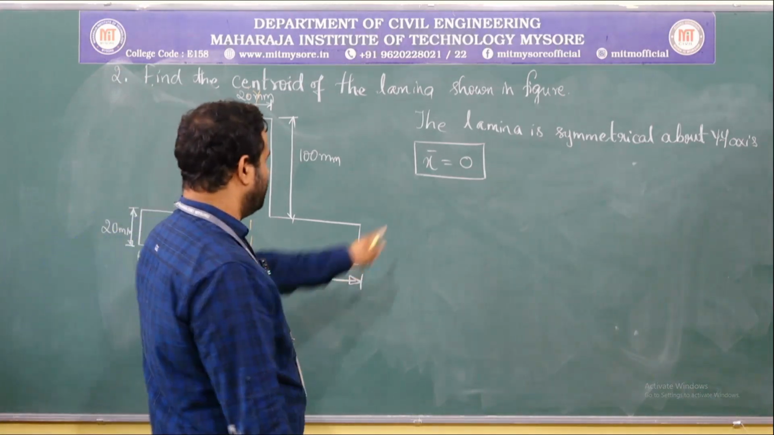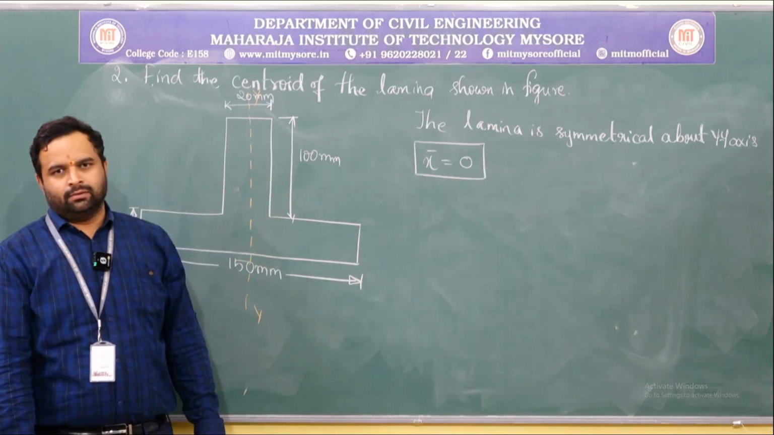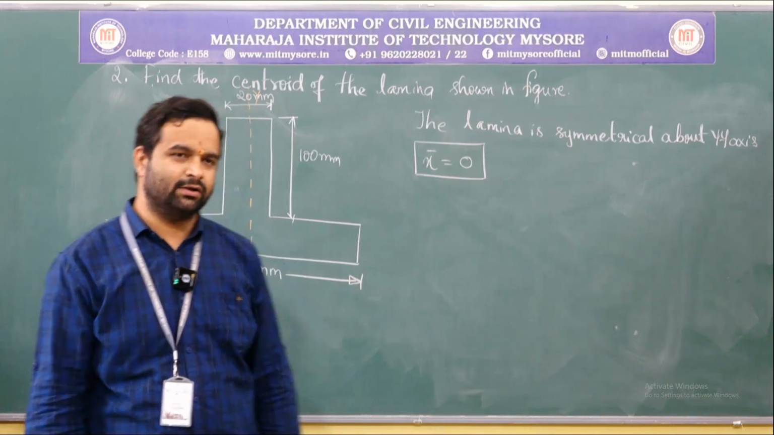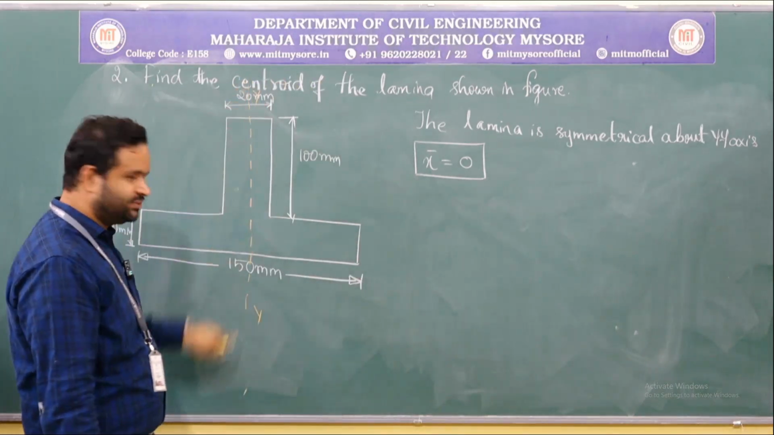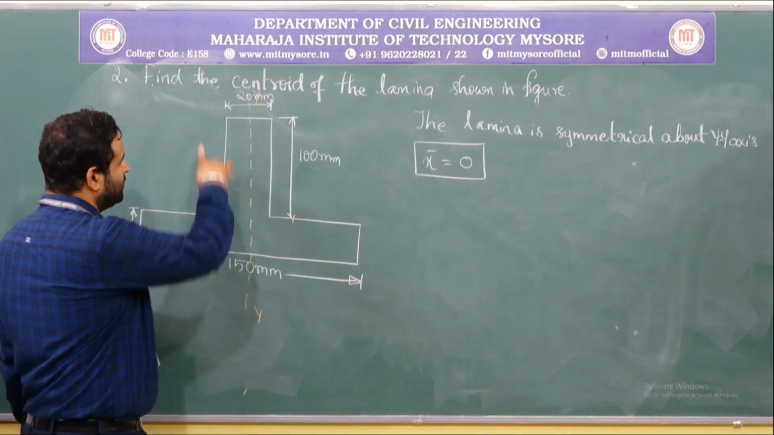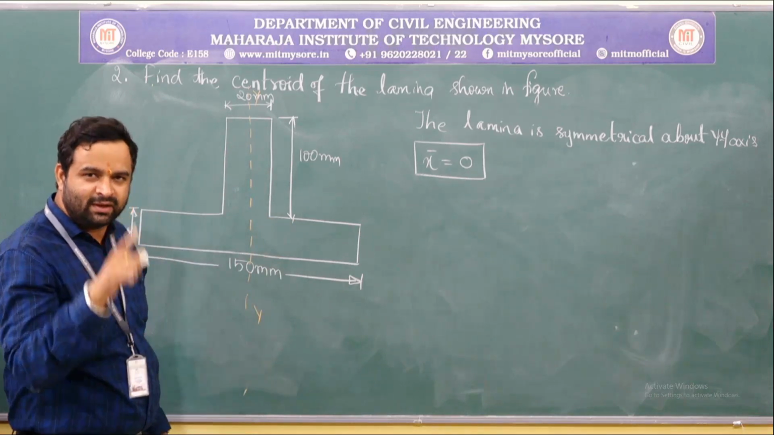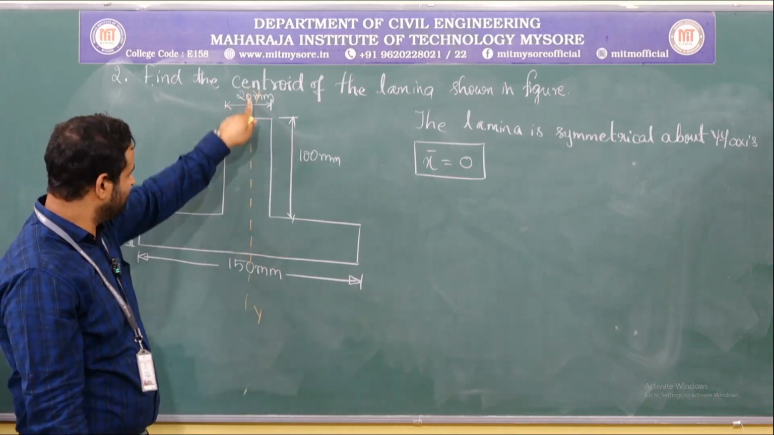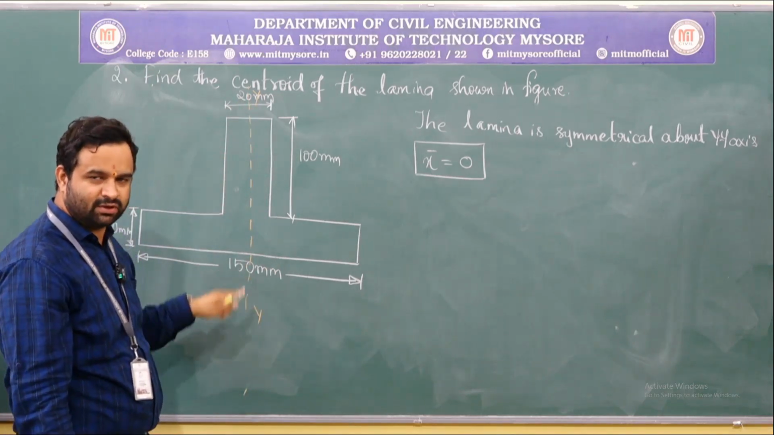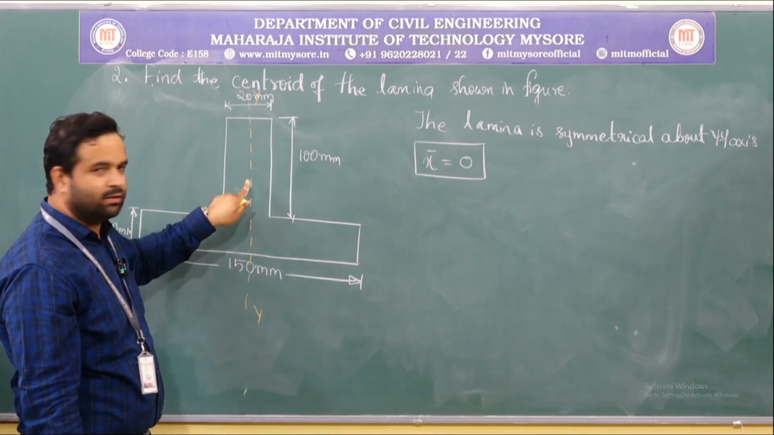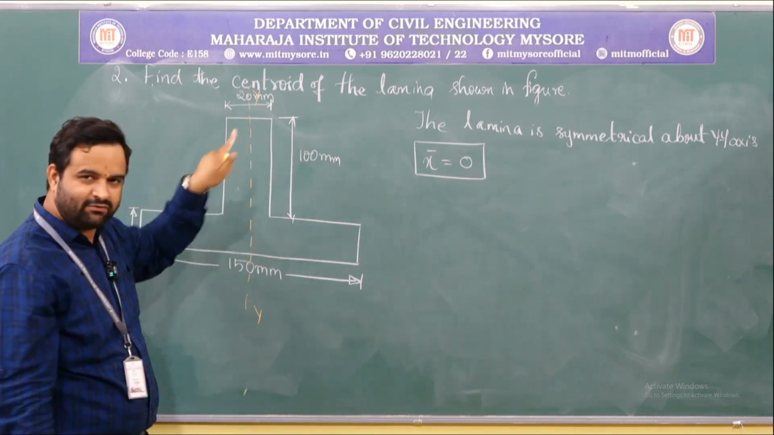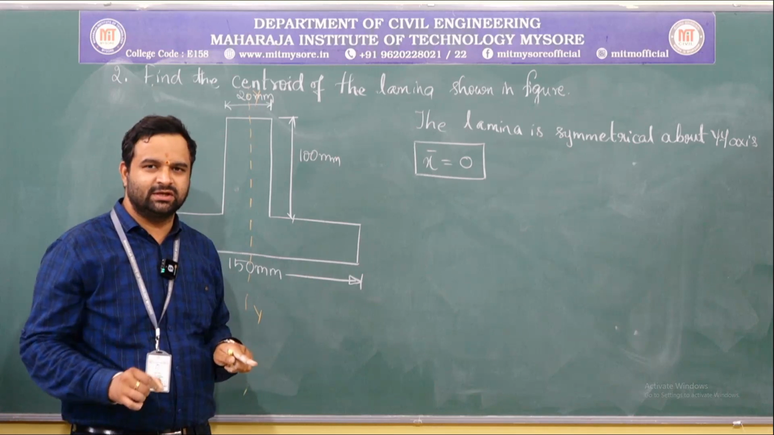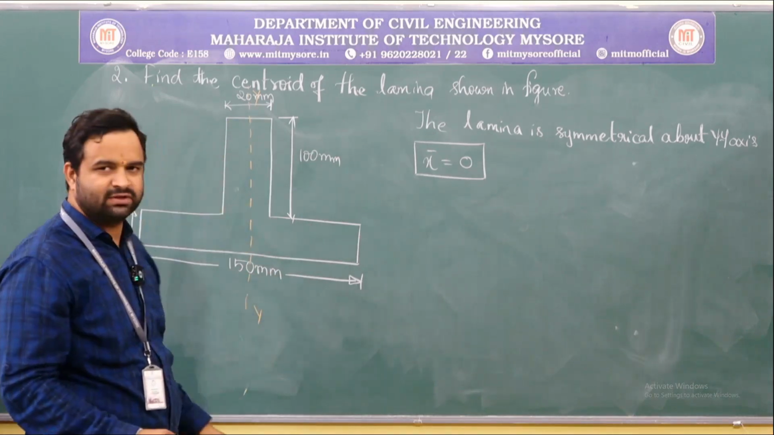This is the point to be kept in mind. Okay? This is the advantage that you can take from the symmetrical axis, and this axis also gives you an idea that the centroid of this lamina will be lying somewhere along this line. That is the hint that you can obtain from this symmetrical axis.